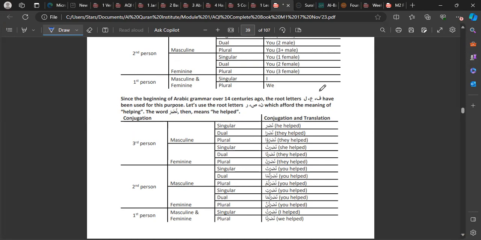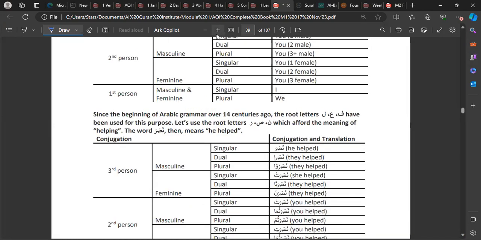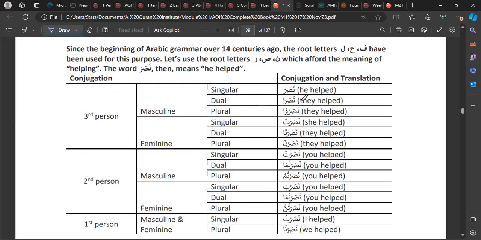Nasara. I'm going to zoom in, but I'm going to go through this quickly because the next page is going to have larger examples. So we have Nasara, he helped. Nasara, they helped. Nasaru, they helped, plural, jam. Nasarat, she helped. Nasarata, they helped, jewel. Nasarna, they helped, plural. Nasarta, you helped. Masculine, second person.